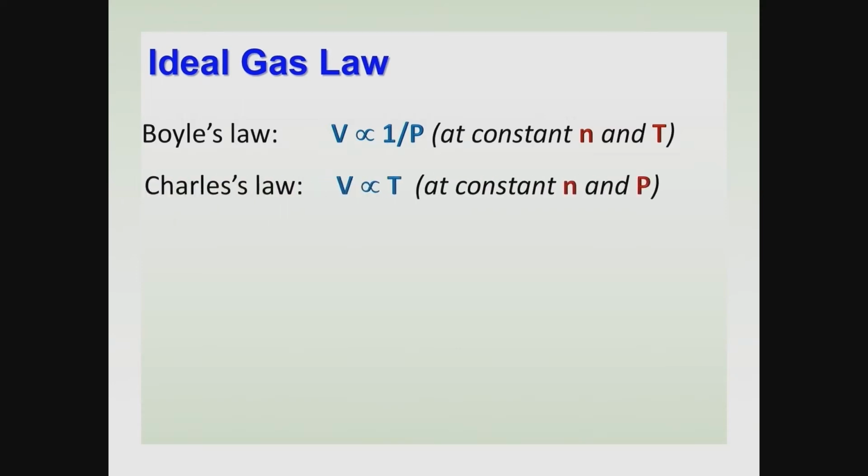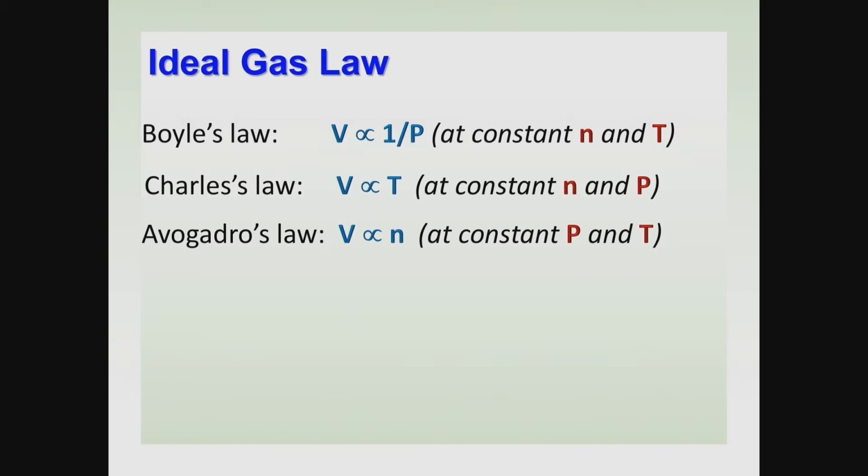We've also learned about Charles' law in that the volume and the temperature of gas are directly proportional. You increase one, you increase the other. In this case, you would have to keep the moles and the pressure of the gas constant. Avogadro's law is the relationship between the volume and the moles of the gas, and so they are directly related. Again, increase one, increase the other. Avogadro's law applies when you hold pressure and temperature constant.